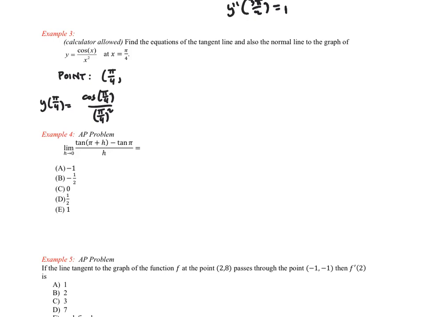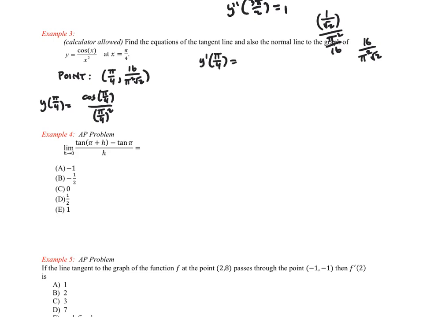Gross. That's going to be kind of nasty. So that's 1 over root 2 over pi squared over 16. Let me see what that would be. 1 over root 2 over pi squared over 16 would be the same as 16 over pi squared root 2. That's pretty disgusting, but we'll go with it. Okay, there's my point. Now I need my slope. So I need to know y prime at pi over 4.